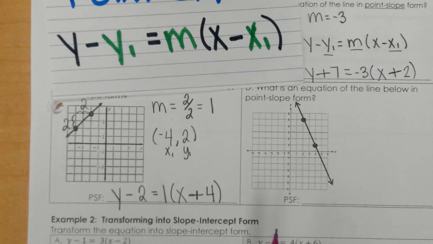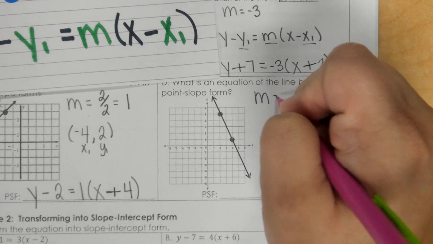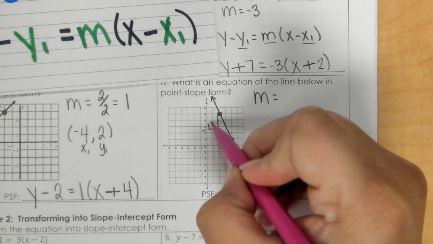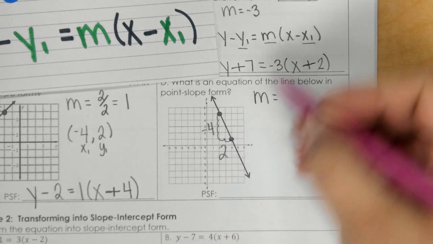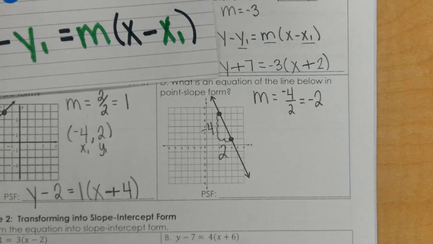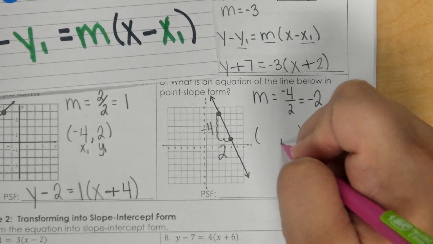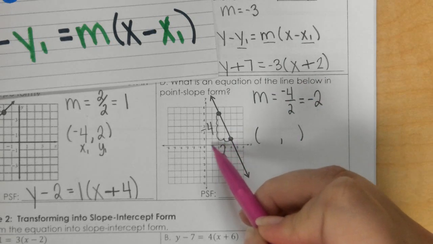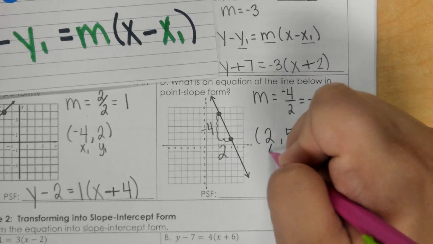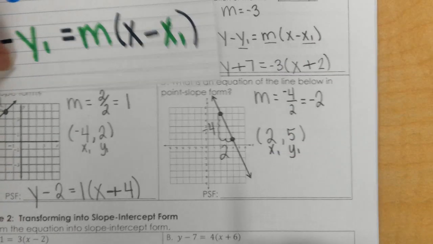Okay. For letter D, our slope is 1, 2, 3, 4. So down 4, right 2. And we can reduce that to be -2. Our point would be a +2 and a 5. And then we can plug it into the formula.